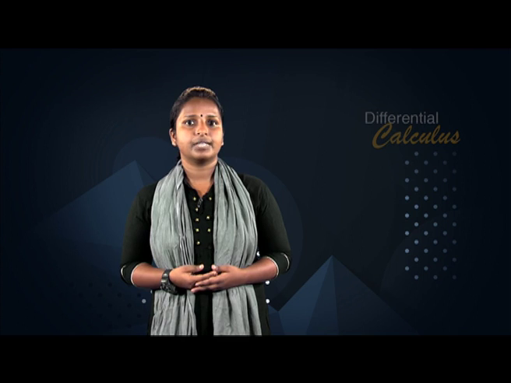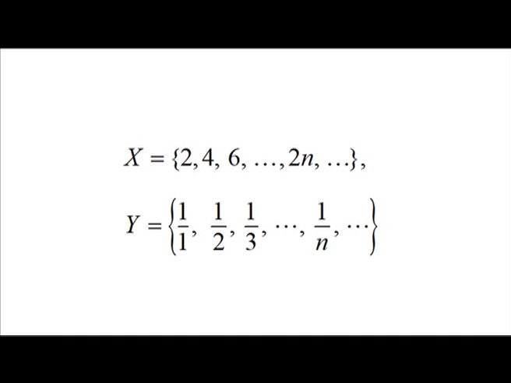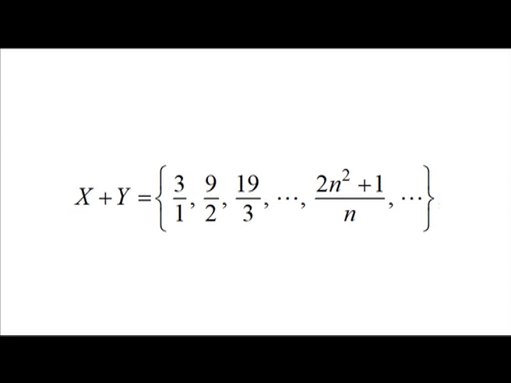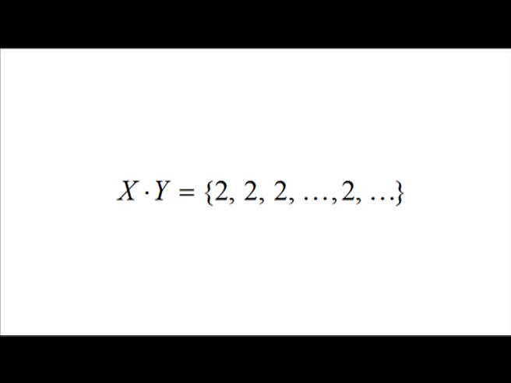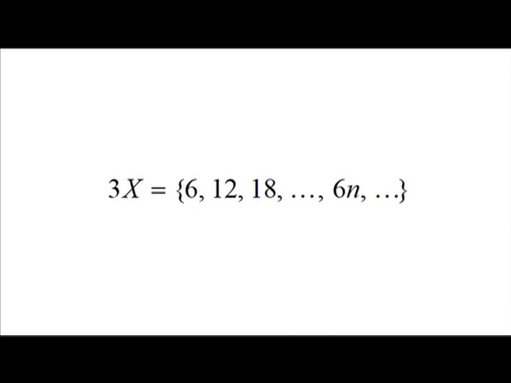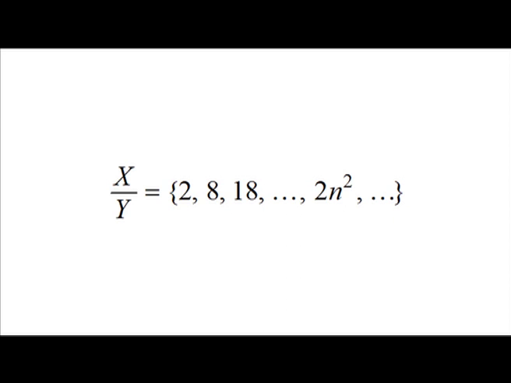For example, if x and y are the sequences x equal to sequence 2, 4, 6 etc., 2n etc., and y equal to sequence 1 upon 1, 1 upon 2, 1 upon 3 etc., 1 upon n etc., then we have x plus y equal to sequence 3 upon 1, 9 upon 2, 19 upon 3 etc., 2n square plus 1 upon n etc. x minus y equal to sequence 1 upon 1, 7 upon 2, 17 upon 3 etc., 2n square minus 1 upon n etc. x into y equal to sequence 2, 2, 2 etc. 3x equal to sequence 6, 12, 18 etc., 6n etc. x upon y equal to sequence 2, 8, 18 etc., 2n square etc.